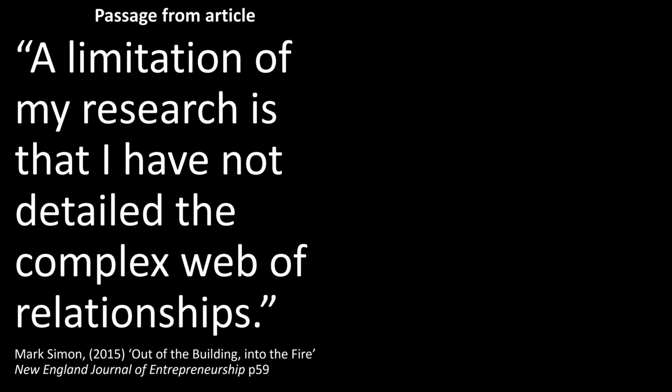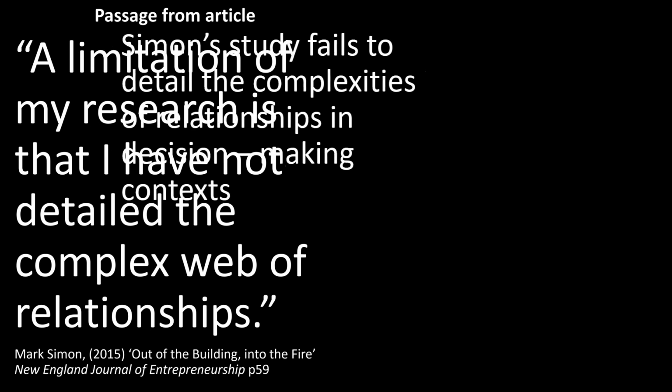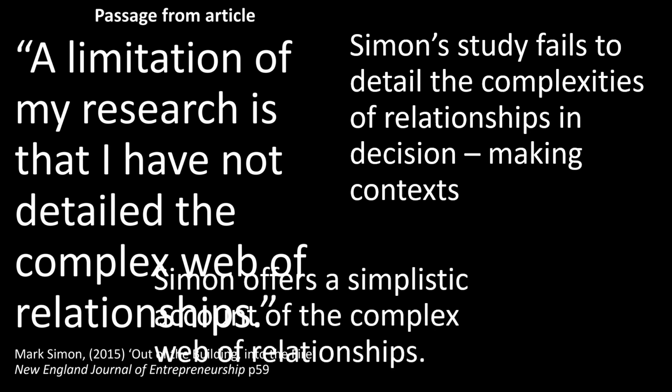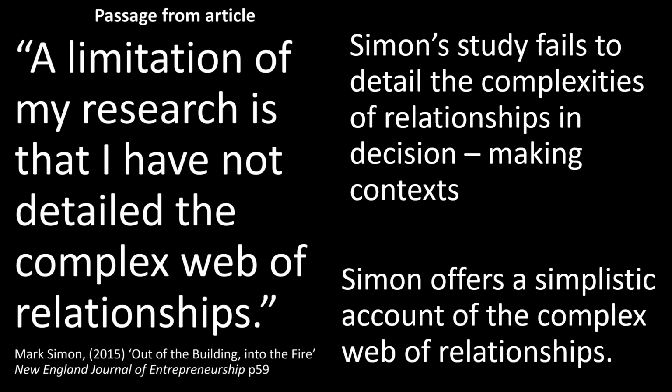We didn't have to invent a critique. We didn't have to find a critique. He just gave it to us. So we turn Simon's confession into our critique. Simon's study fails to detail the complexities of relationships in decision-making contexts. Or Simon offers a simplistic account of the complex web of relationships.